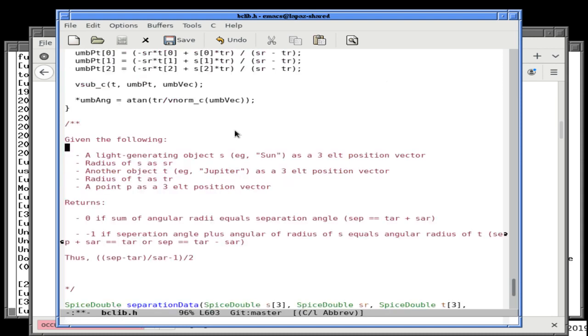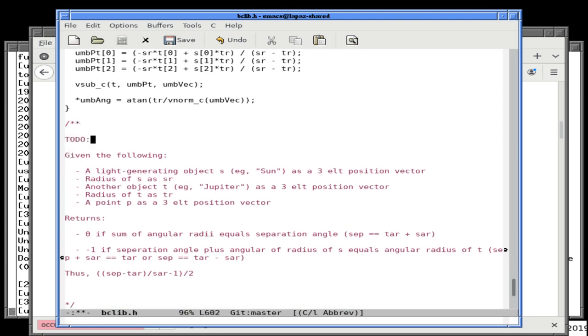Oh, that's really tempting. This sort of thing we're doing here with the 0 minus 1 is also kind of a hack. We could, in theory, just return the separation angle and the sum of the angular radii, or difference or whatever. Let's go ahead and keep this the way it is. We might at some point simplify it, and I'll make a note here.